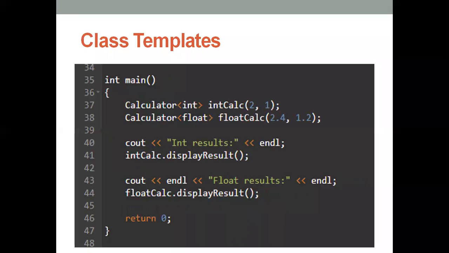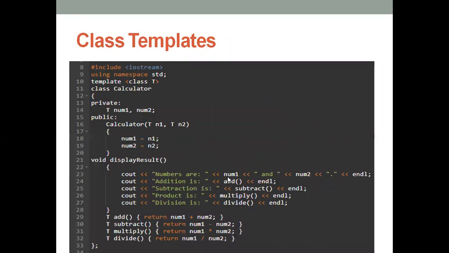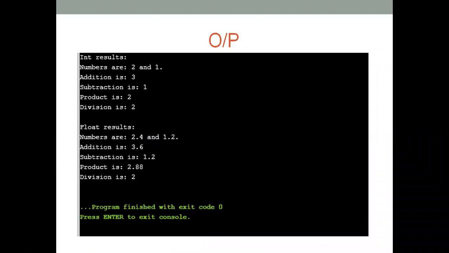So this is the program. From the main program, this is int calc. Int calc is the object name. So these are the objects of the template class, int calc and float calc, that we are creating. With the help of these objects, we are calling the function display result. And from this display result, we are calling the template functions add, subtract, multiply, divide. These are the declaration or definition of the template functions. So a similar program we will execute, and this is the output of our template class.